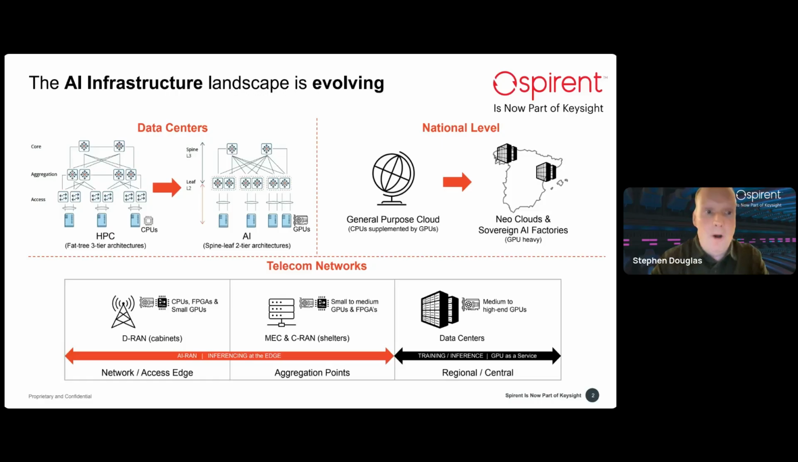Over the last 18 months, the AI infrastructure map has evolved. If you take the hyperscaler data centers on the top left, which have been the initial foundation of today's AI infrastructure build-outs, traditionally they've been designed for high performance compute architectures. You're now seeing them evolving from traditional three-tier fat tree topologies to a more streamlined and efficient dedicated back-end architecture using spine leaf two-tier designs. And this is due to the radically different traffic being generated by the AI workloads.